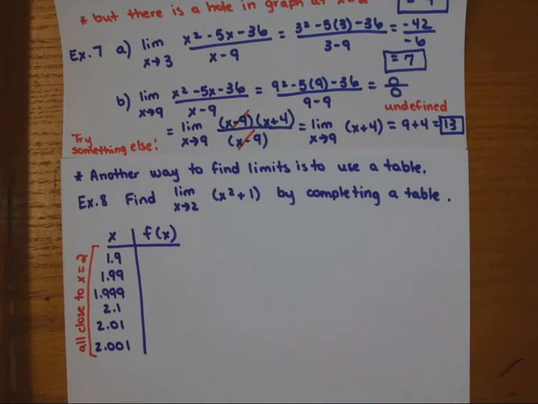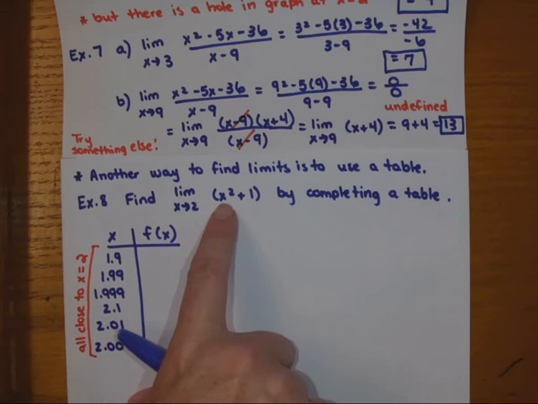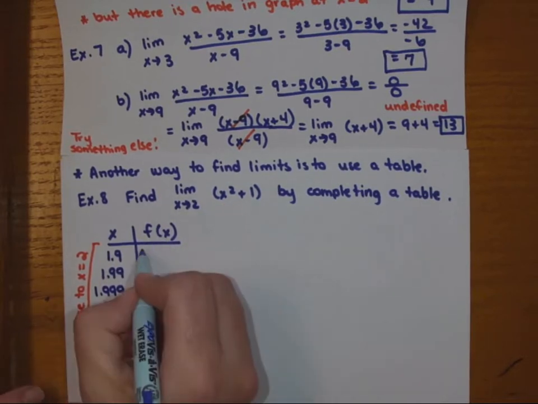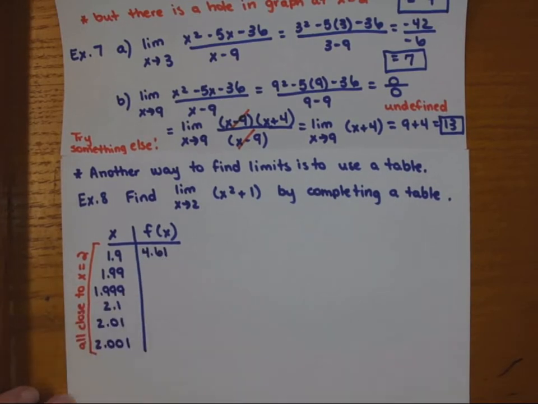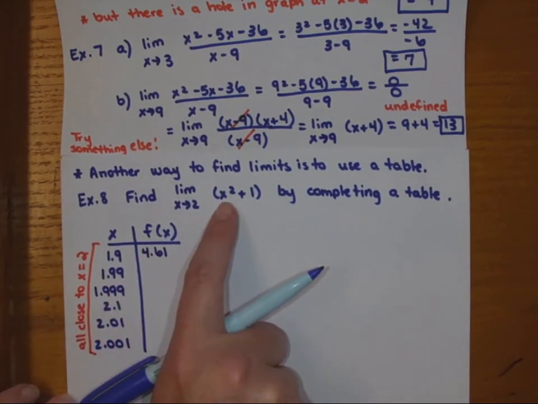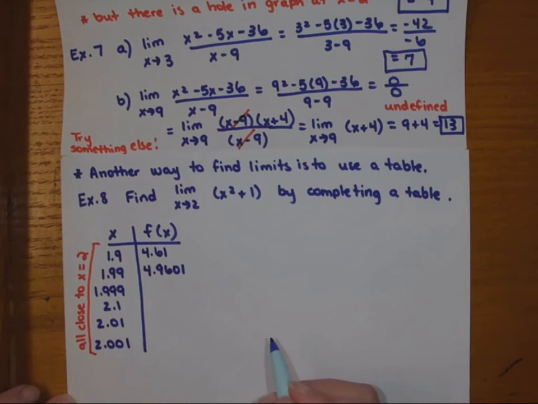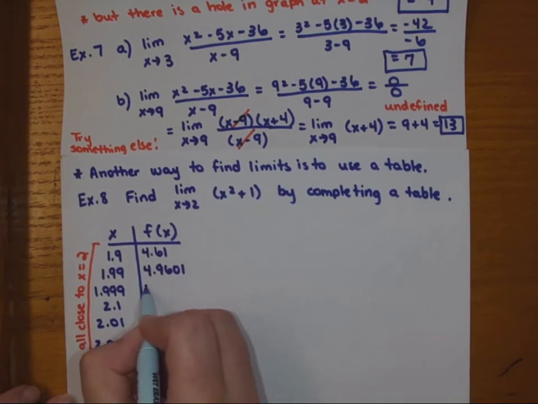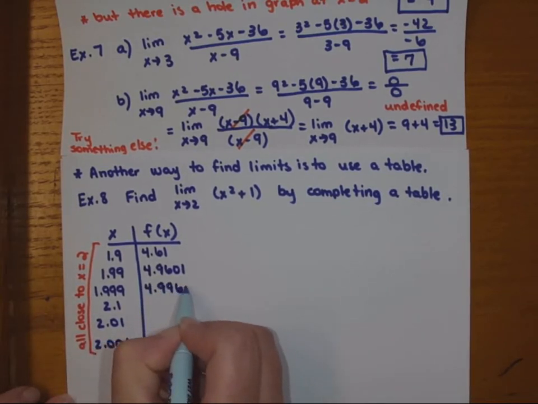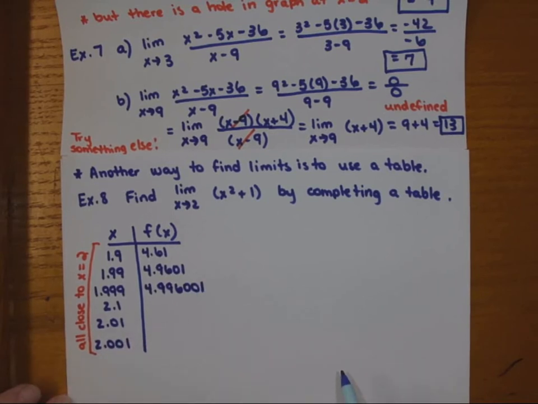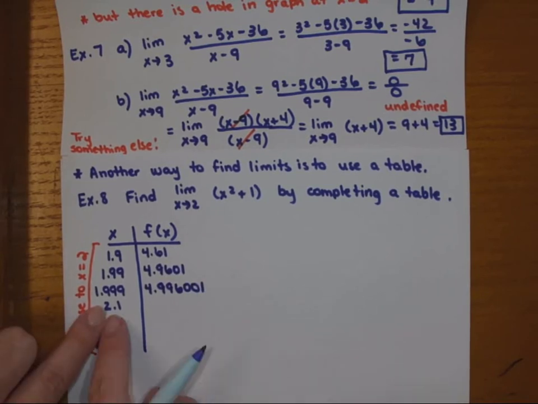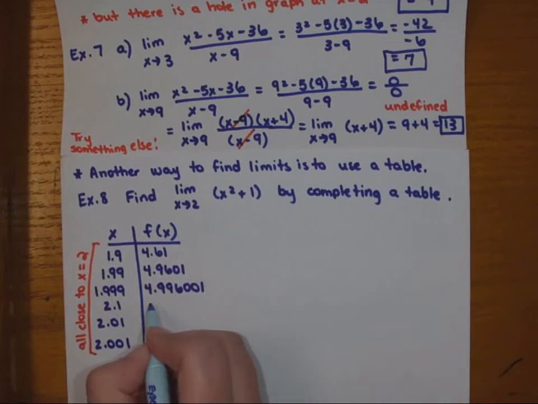Okay, so you would use a calculator and you would plug in 1.9 for x. So literally you just do 1.9 squared plus 1. And if you do, you get 4.61. And then do the same for everything else. Plug in 1.99. So 1.99 squared plus 1 would be 4.9601. Then 1.999 squared. I'm getting all of these from my calculator. I'm not doing these in my head. Okay. Now let's go to these, right? 2.1 squared plus 1 would give me 5.41.